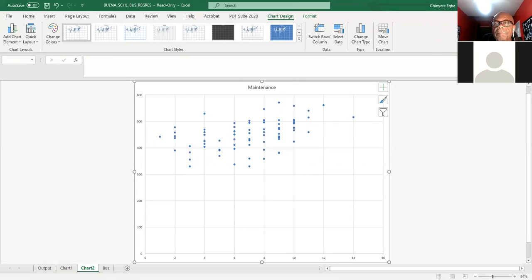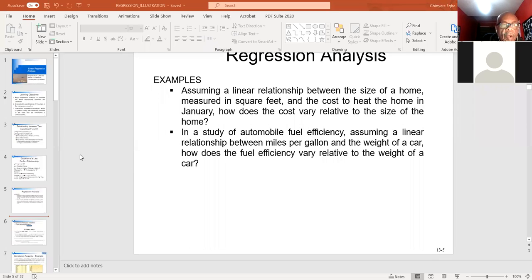So I'm going to stop share and bring up our PowerPoint. All right, so what you saw in the illustration there is that even though you see a tendency, the relationship is not perfect. Okay, and this is where regression analysis comes in.